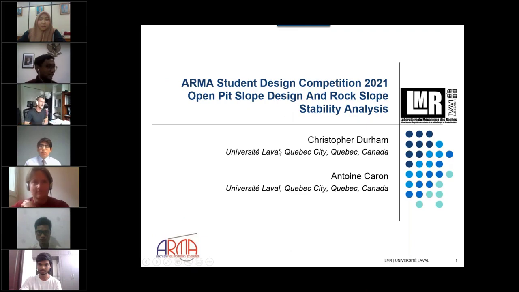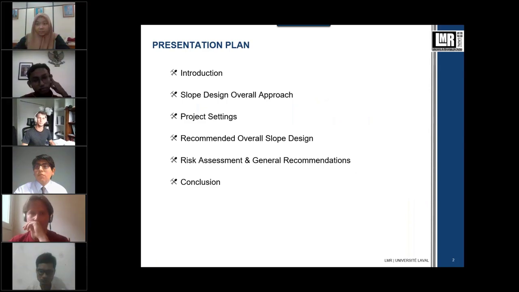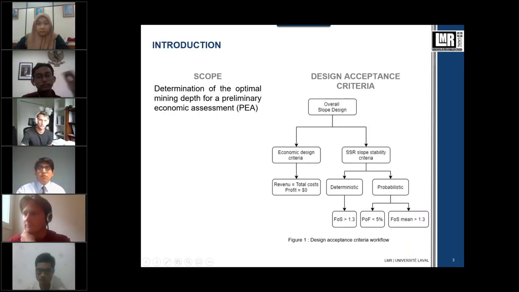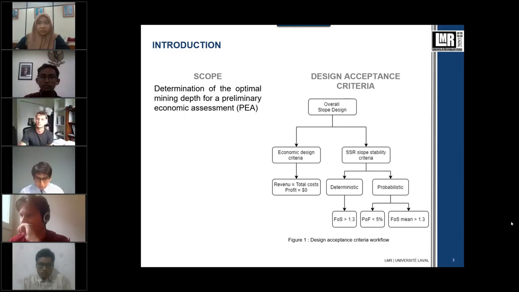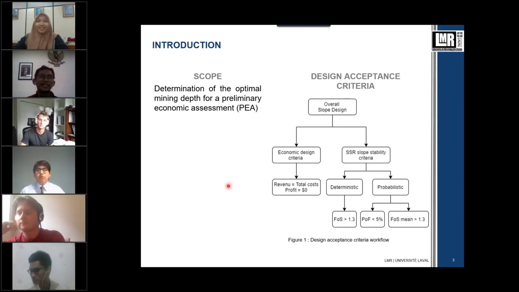Hi everyone. Antoine and I, Christopher, are here to present to you the open pit slope design and rock stability analysis of your mine project. This is the presentation plan. LMR Consulting was contracted by the ARMA-SDC team to determine the maximum mining depth of an open pit by proposing an overall slope design respecting both profitability and stability criteria for a preliminary economic assessment of this mine project.